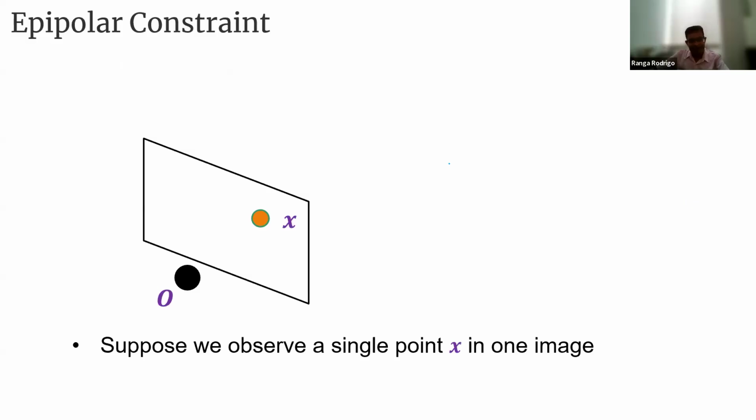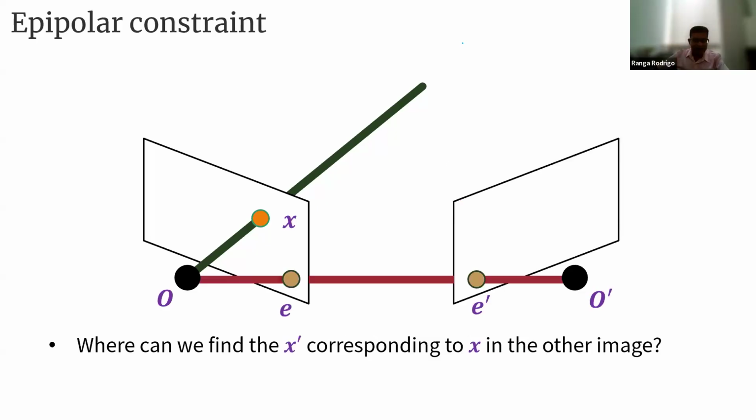Suppose we observe a single point x in one image. Now, the question is, corresponding to this image x, there must be a point in the 3D world. Where can that point be? So think about it. That point can be anywhere along that light ray, right? That point can be here, here, anywhere along that ray. If there is a point, that will be imaged at this small x. Okay, that part is clear.